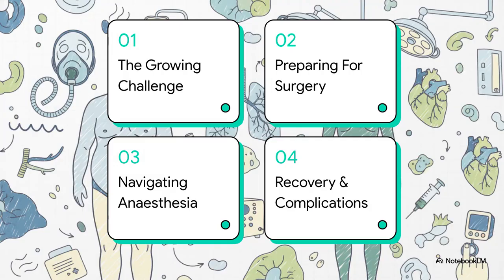So here's our roadmap. We've got it broken down into four main parts. First, we'll get a handle on just how big this challenge is. Then we'll cover what happens before surgery. After that, we'll get into the nitty-gritty of the anesthetic itself. And finally, we'll talk about recovery and what to watch out for.